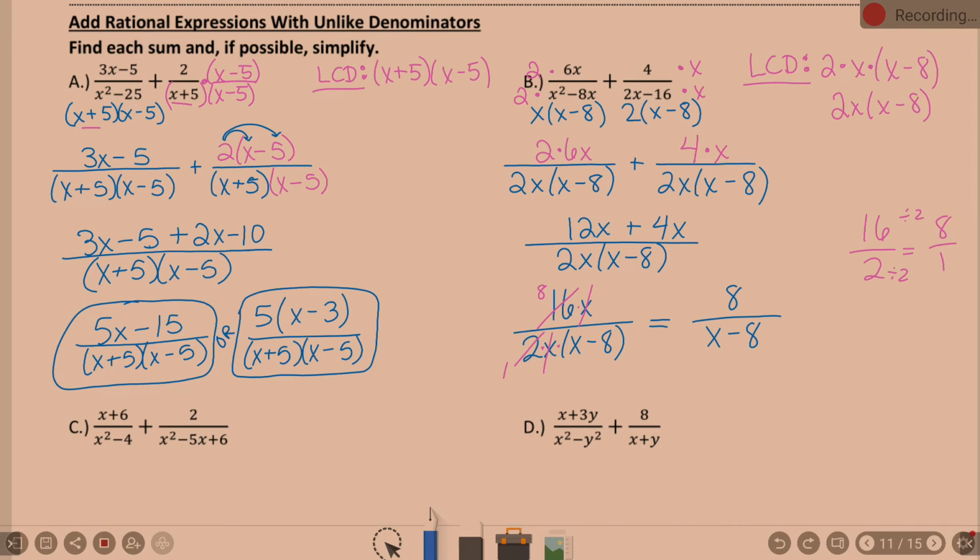I have to ask, can I cancel those 8s? No, you cannot. Why not? Because this one is an x minus 8. You can only cancel an x minus 8 with this one.